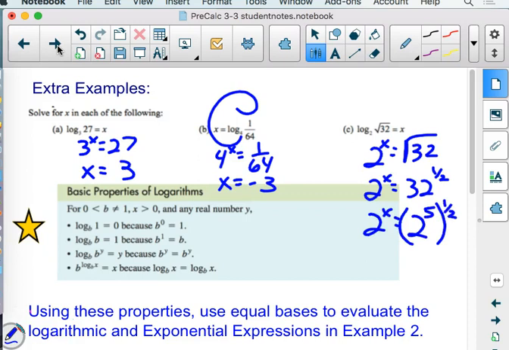And here's where I use one of those properties of powers and say, when you raise a power to a power, you're supposed to multiply. So that's like 5 over 1 times 1 over 2. Top times top, bottom times bottom. That's going to be 5/2. So my answer has to be 5/2. And there it is.